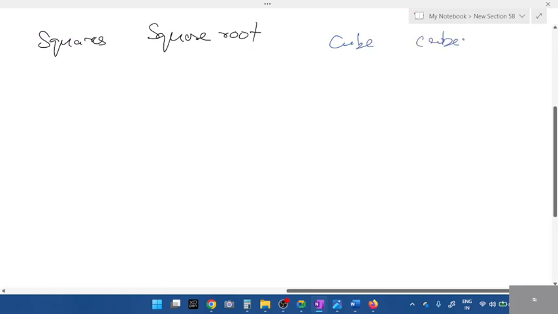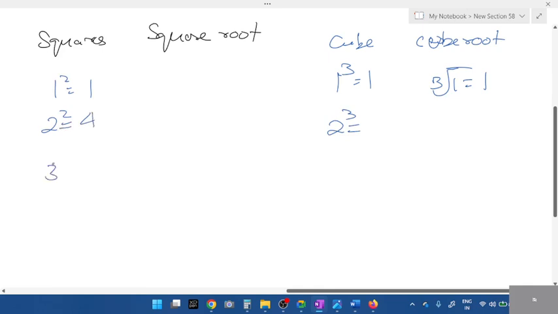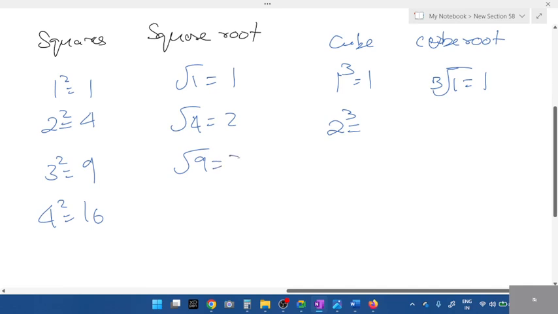Cube and cube root. So cube root of 1 cube is always the same. 1 cube is 1. Cube root of 1 is also 1. Next, 2 cube. How much is 2 cube, students? How many times do you multiply 2? Yes, you multiply 3 times. It becomes 8. What's the reverse of that? What is the cube root of 8? Cube root of 8 is 2.